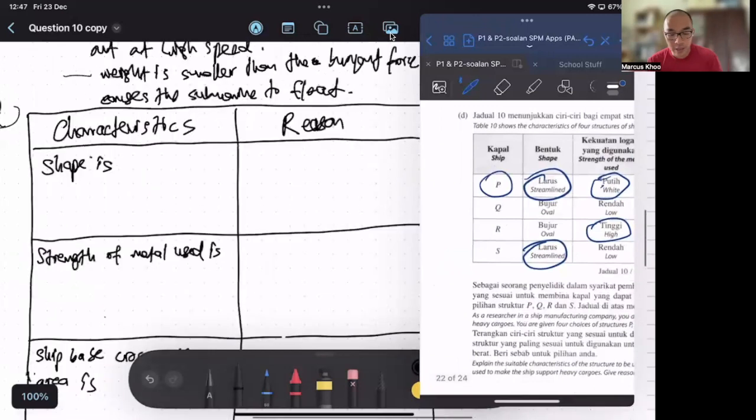So let me write it down first. The shape of the ship is streamlined.